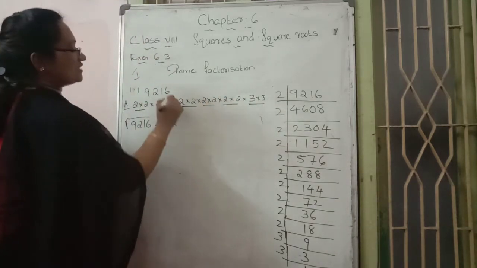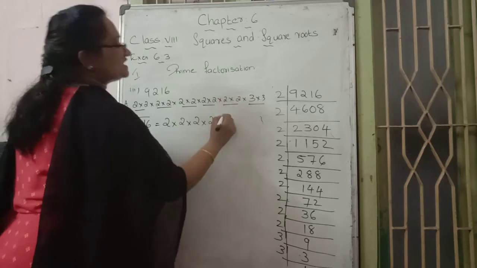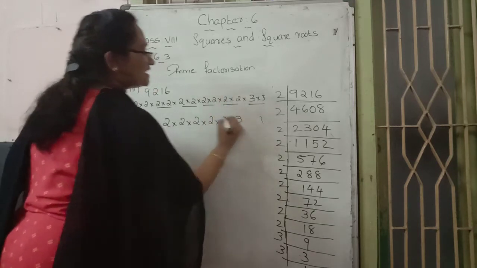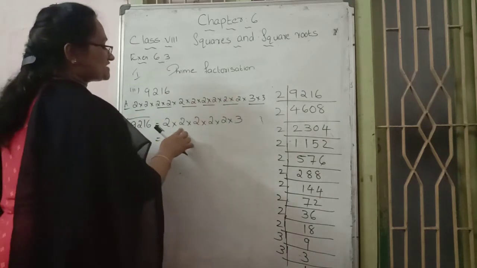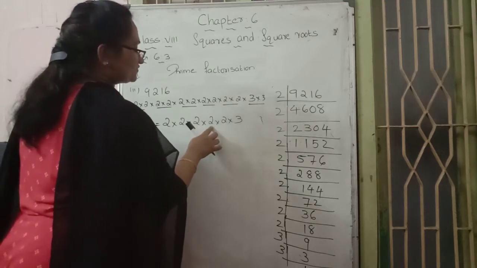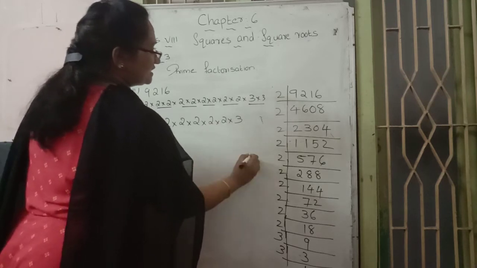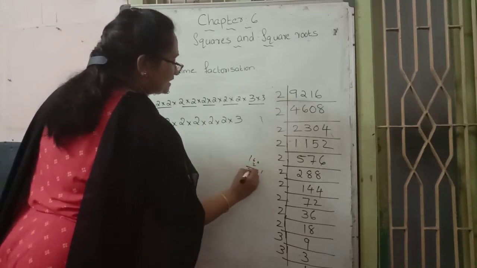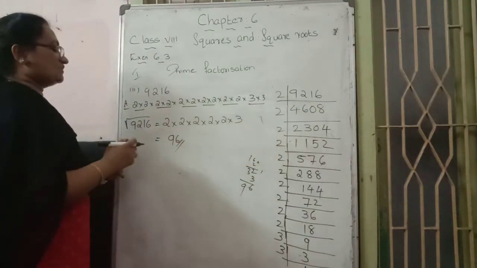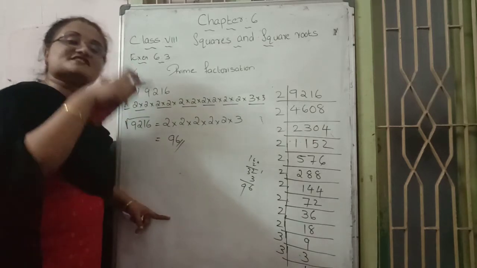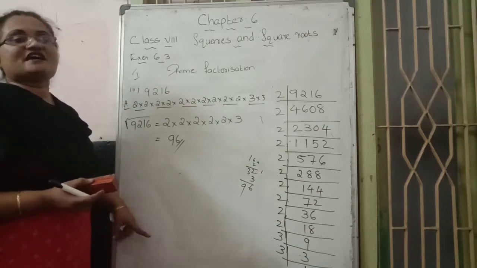First pair, 1 2, take outside; next pair, 2 take outside; next pair, 1 2 take outside; next pair, 1 2 take outside; next pair, 1 2 take outside; and the next pair, 1 3 take outside. From each pair, take 1 number outside and multiply. 2 2s are 4, 4 2s are 8, 8 into 2 comes to be 16. 16 2s are 32, and 32 into 3 is 96. 96 is the answer. So we can say that 96 multiplied with itself gives 9216. This method is known as the prime factorization method.